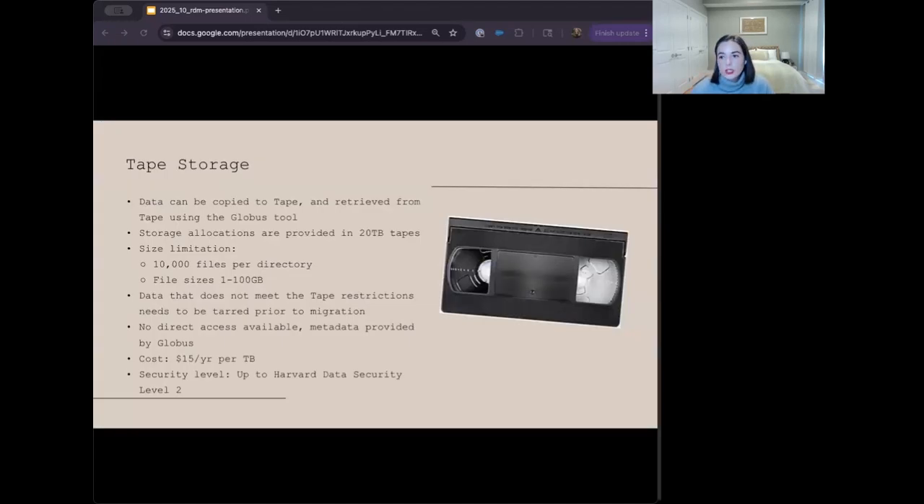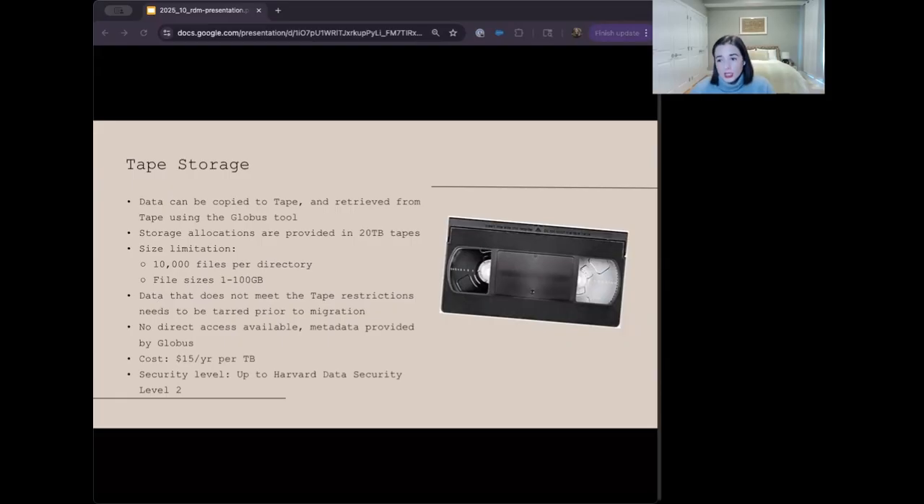A little bit about tape storage. Currently, the only tool available that can move data in and out of tape is Globus, which I mentioned in a previous slide. You can get 20 terabyte chunks of tape, so allocations are 20 terabyte physical tapes. If you move more than 20 terabytes to tape, you will need multiple tapes. There are a lot of restrictions and limitations with tape, which I've included there on the slide. Like, for example, you're limited to 10,000 files per directory. File sizes need to range from 1 to 100 gigabytes.